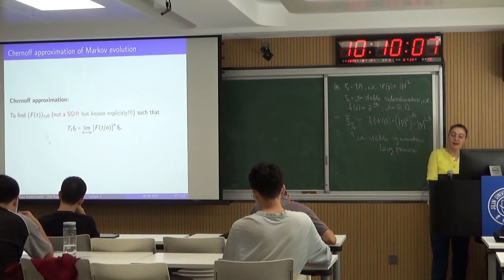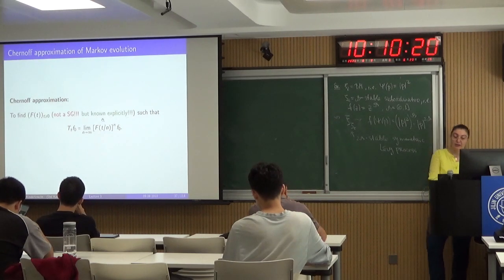So the aim is to find a family of operators, bounded linear operators, which are not a semigroup. It's a disadvantage, but they are known explicitly, so they have some explicit form. And to find this family such that the following identity holds.